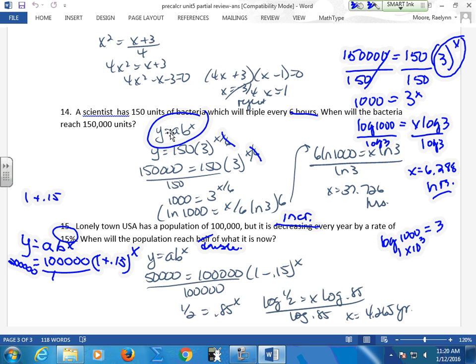So can we divide by 100,000 to make life easy? Yes. That'll be 2 equals 1.15 to the x. Good? And we can add those together, or you could leave them separated. It doesn't matter. Now, how do I bring down that exponent? ln. Okay, let's take ln. We can use ln or log. And then solving for x, what do I have to divide by? ln 1.15. Good.